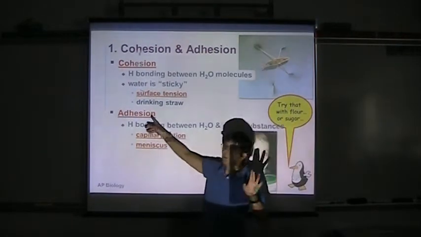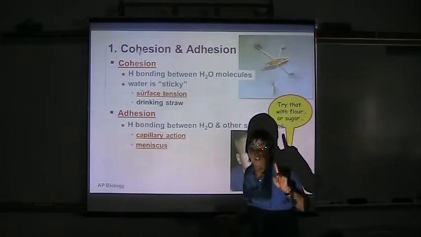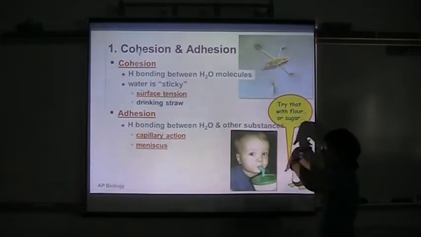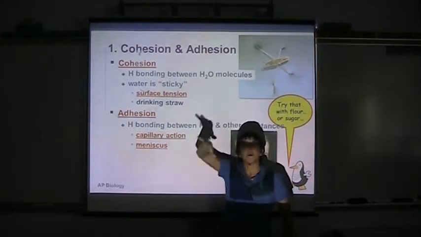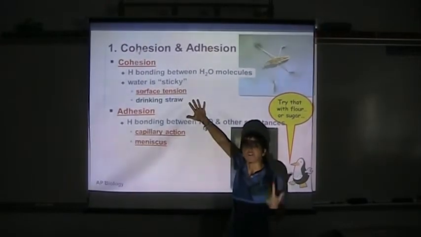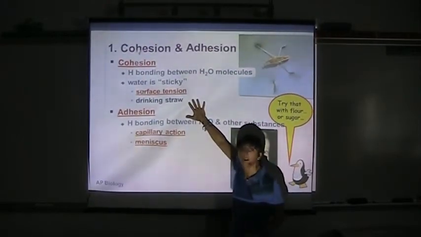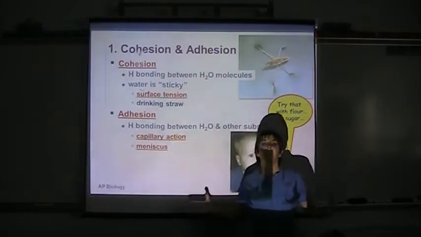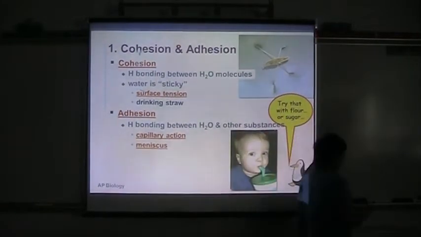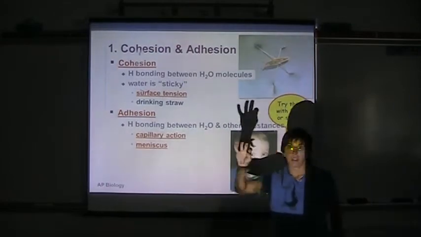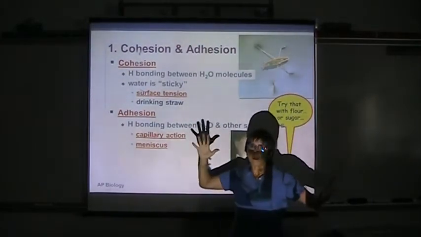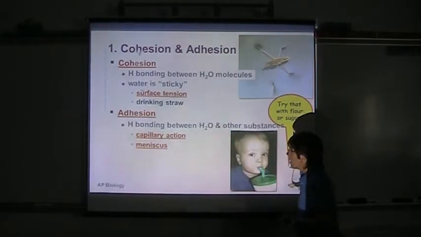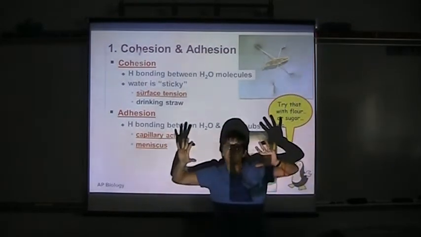Now, the other property of water is adhesion. And that's basically where the water is not necessarily attached to other molecules of water, but to other substances or compounds that are also polar. As long as you are polar, you're going to stick to it. So think of water as a magnet. And where do you attach a magnet? Anything that has a magnetic charge. Same thing with water. So water can attach to the sides of glass.